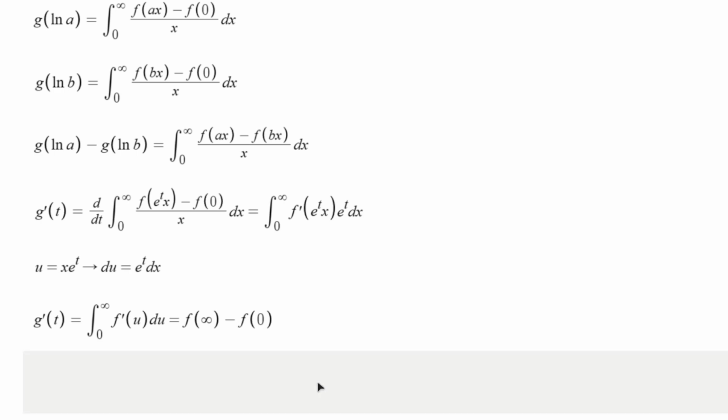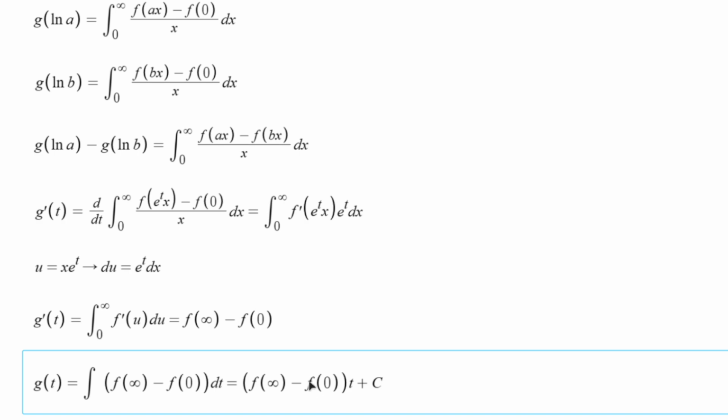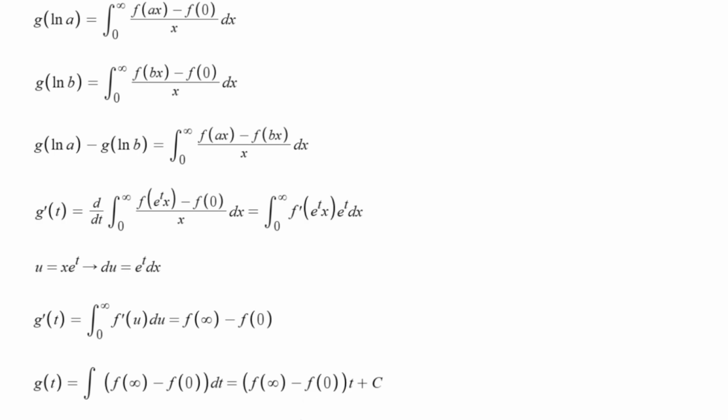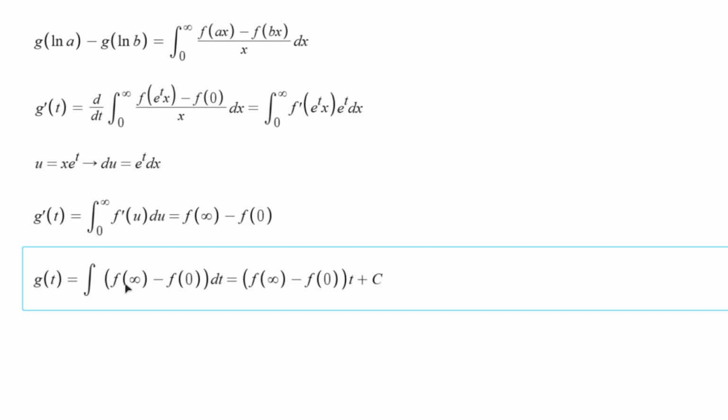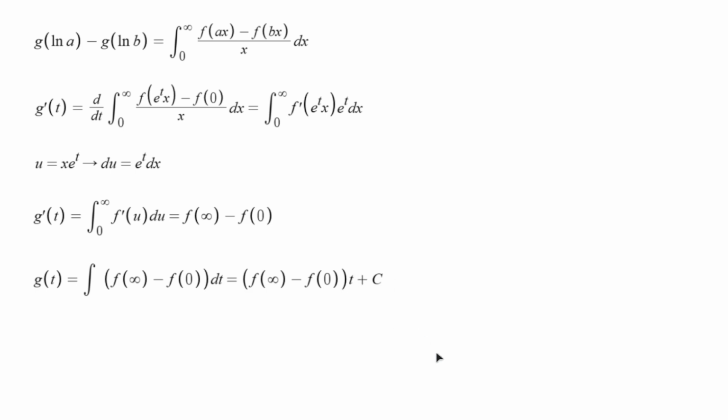Great. What now? Well, we can get back to g of t by taking the antiderivative of g prime of t. And since this f of infinity minus f of 0 is just a constant, that's just going to be f of infinity minus f of 0 times t plus c.